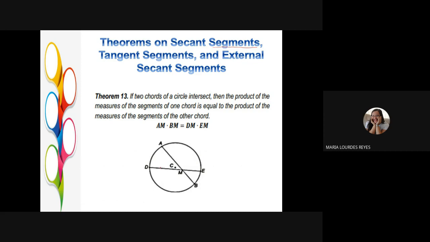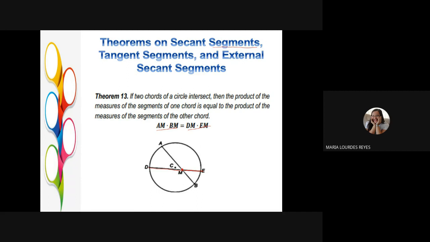So for example, in this figure, we have line segment DE. Say this is your line segment DE. And you also have line segment AB, based on the drawing. So if line segment DE and line segment AB intersect at point M, then we can say that AM times BM is equal to DM times EM.